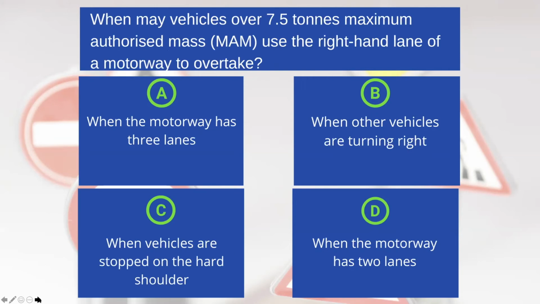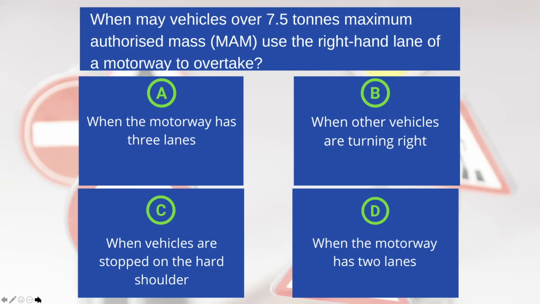When may vehicles over 7.5 tonnes maximum authorised mass use the right-hand lane of a motorway to overtake? Would it be A, when the motorway has 3 lanes, B, when other vehicles are turning right, C, when vehicles are stopped on the hard shoulder, or D, when the motorway has 2 lanes?